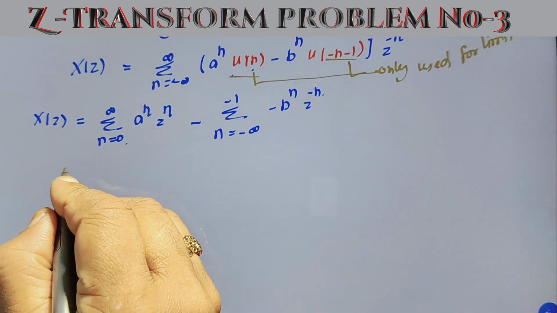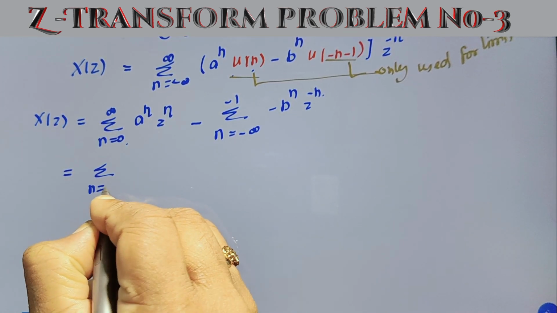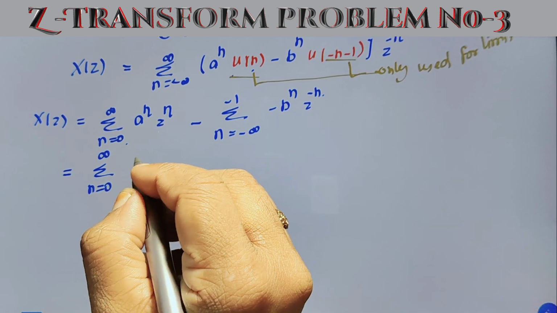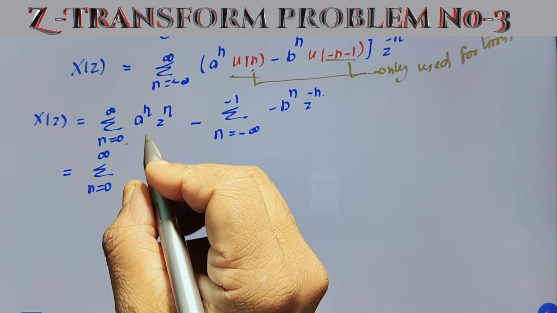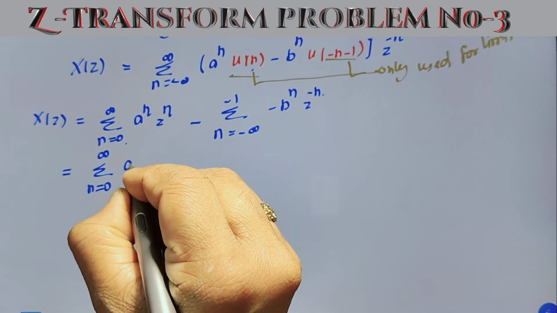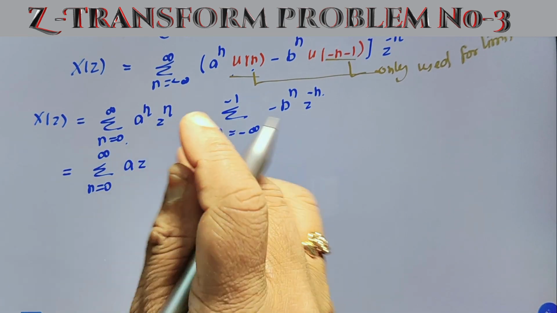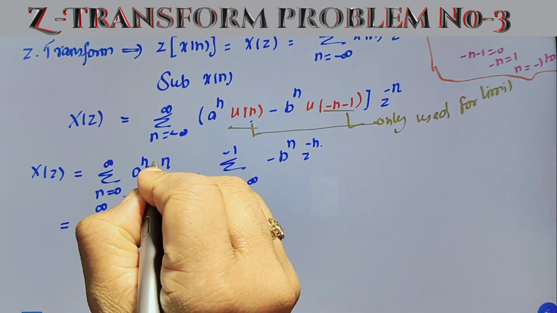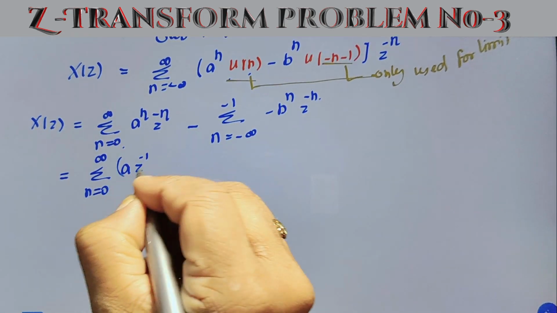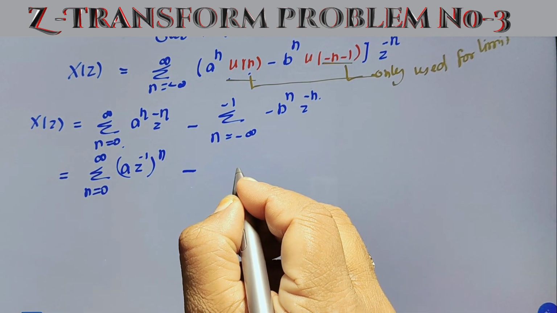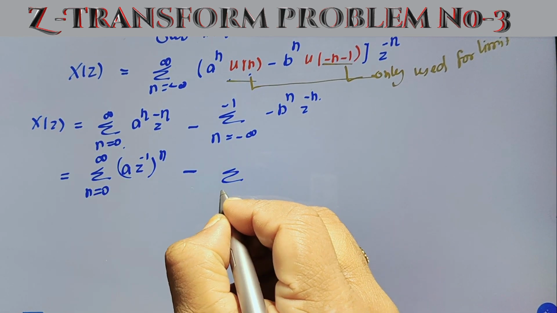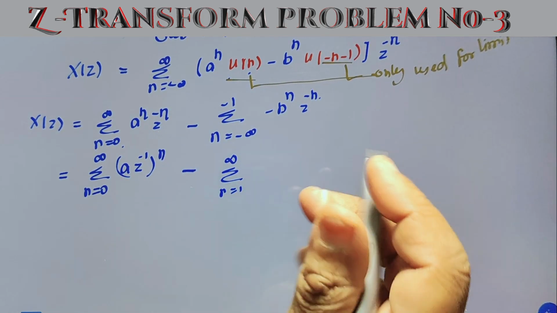For the next step, summation n equal to 0 to infinity, take the power term n outside, that's common, okay, a into z power, see here minus n, right? So a into z power minus 1, the whole power n, minus summation n equal to 1 to infinity.